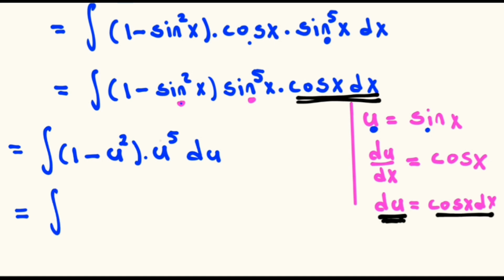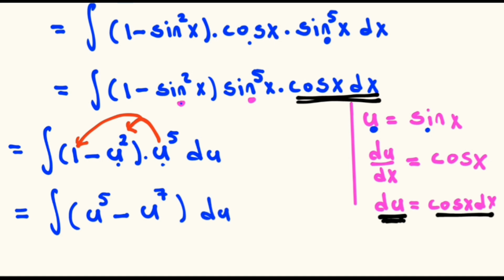We distribute the u raised to the power 5 inside the parentheses. U to the power 5 multiplied by 1 will be equal to u to the power 5 minus u to the power 5 multiplied by negative u squared will be equal to u to the power 7. So the bases are the same, so we add the exponents.